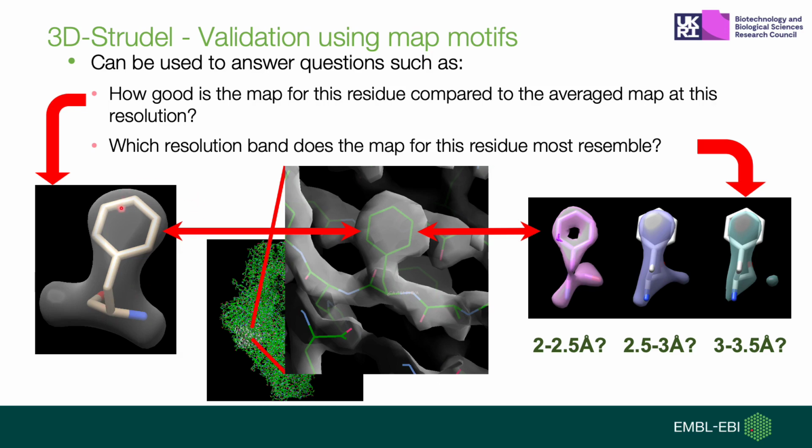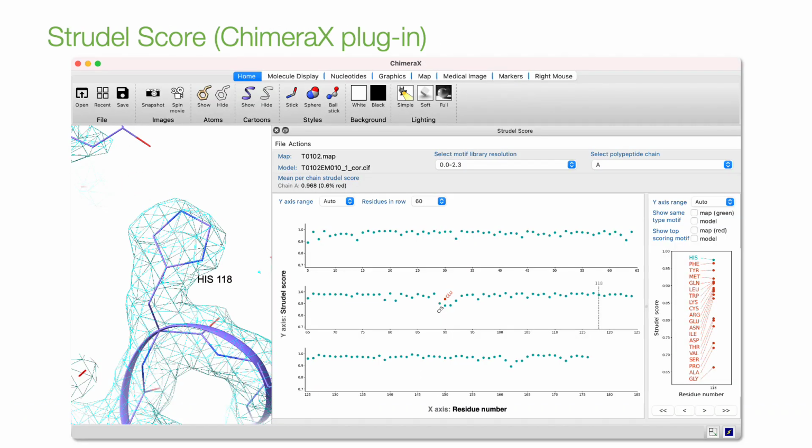The way we have been using it is, well, if this is a map feature and you have modeled it as a phenylalanine, does this local map look like you would expect a phenylalanine map to look at this resolution? And so this has been implemented, and there is a very nice ChimeraX plugin called Strudel Score, which can be used to look at the results of the calculation. So if you click on a particular residue, it will show the model and the local map, and then on the right it will show each of the 20 amino acids, how well the best fitting rotamer for each amino acid fits this local density.